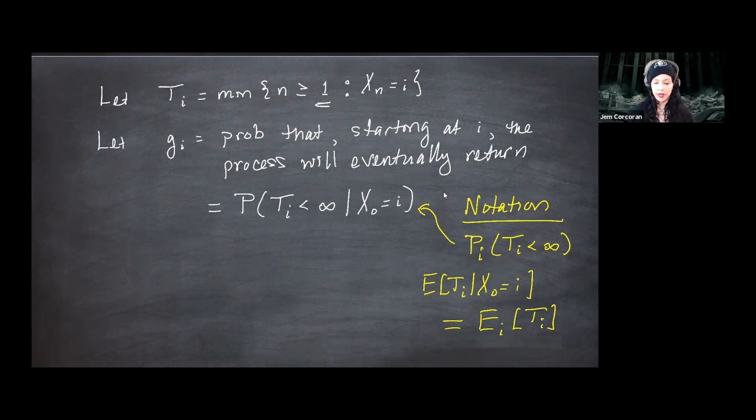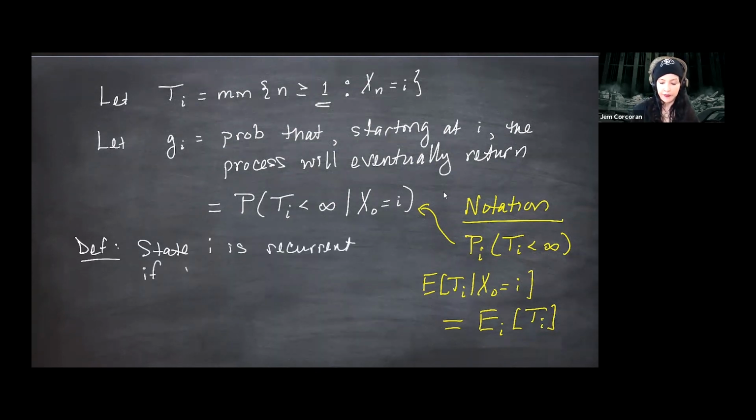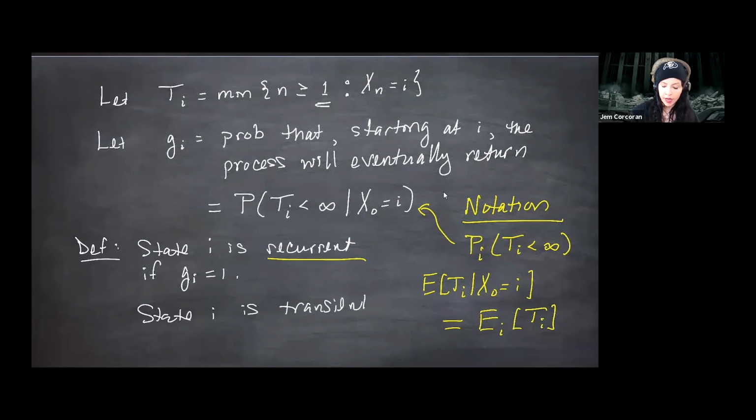Okay, so here's our definition for recurrence and transience. State i is recurrent if this g_i is 1, and transient if g_i is less than 1. That's the definition.